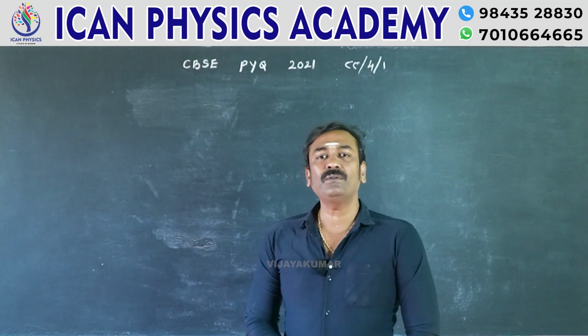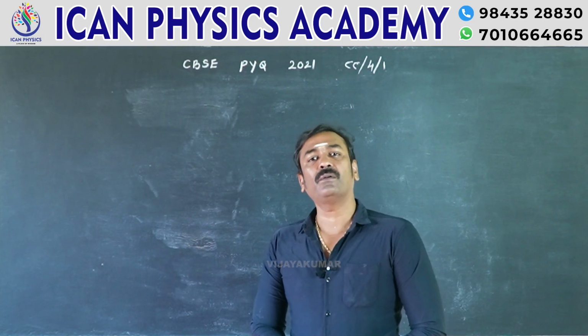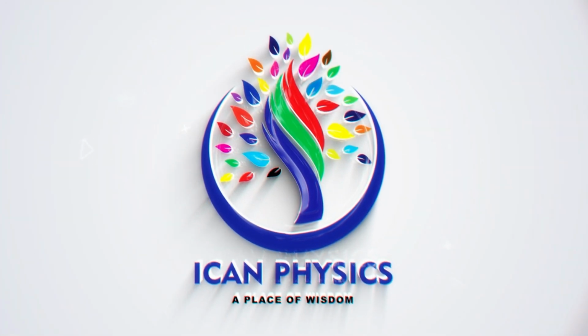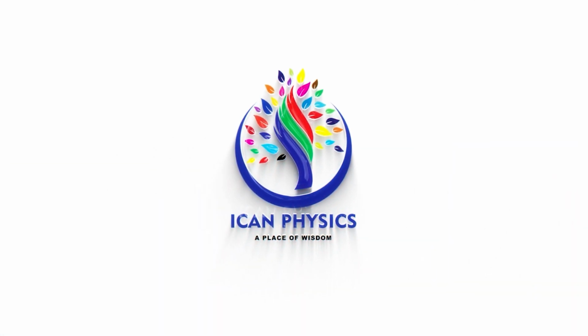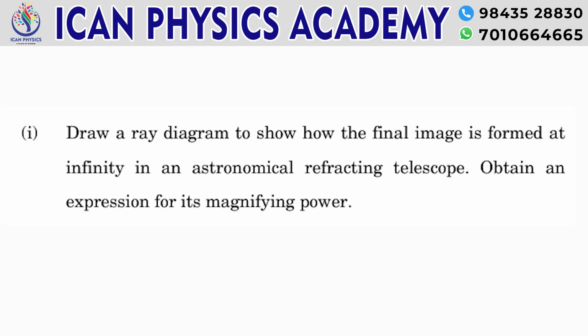Now, in this class, we are going to solve 2021 55/4/1, question number 32. Let's enrich your knowledge. Question number 32 A1: Draw a ray diagram to show how the final image is formed at infinity in an astronomical refracting telescope. Obtain an expression for its magnifying power.